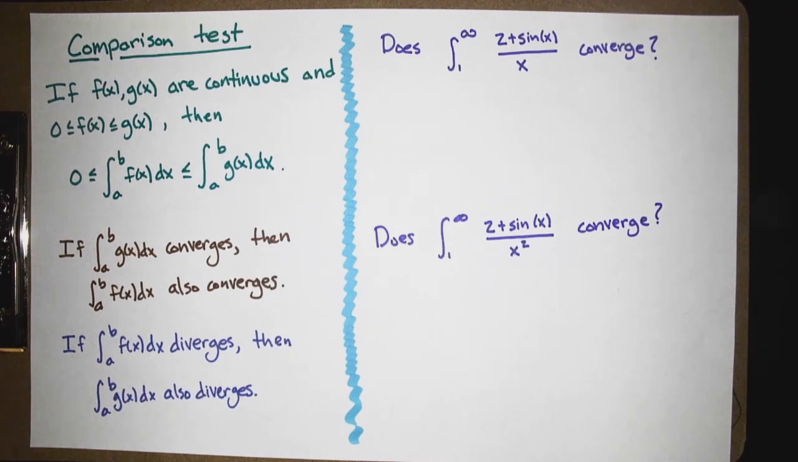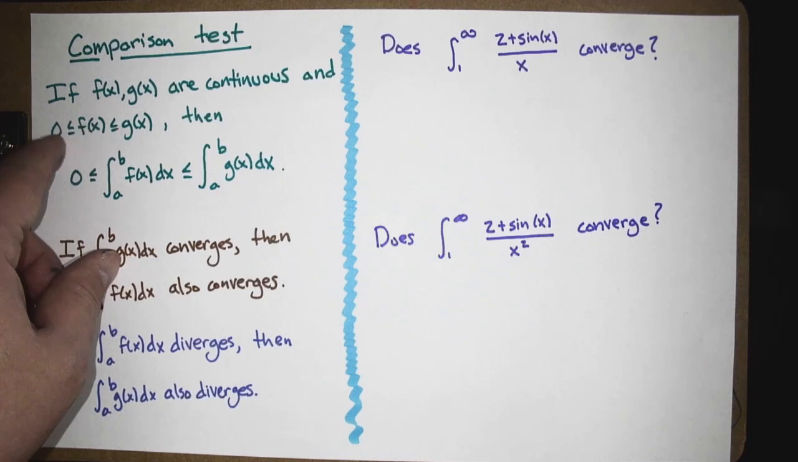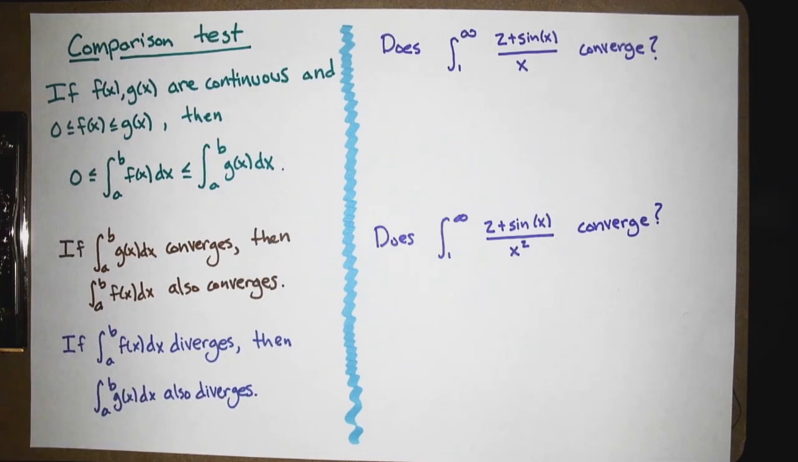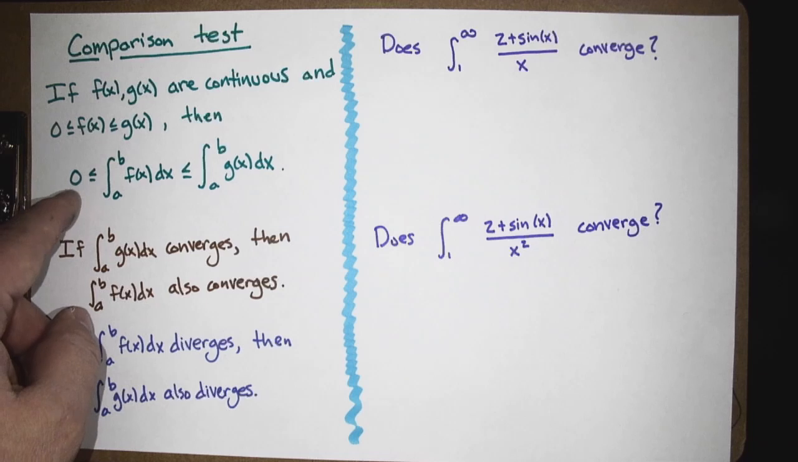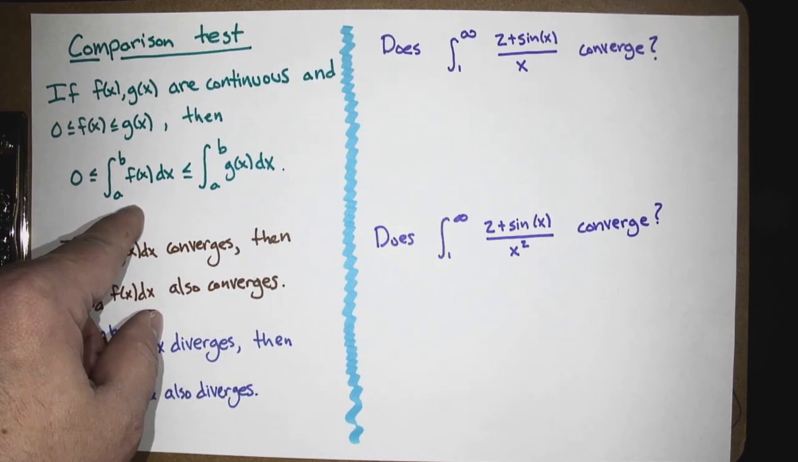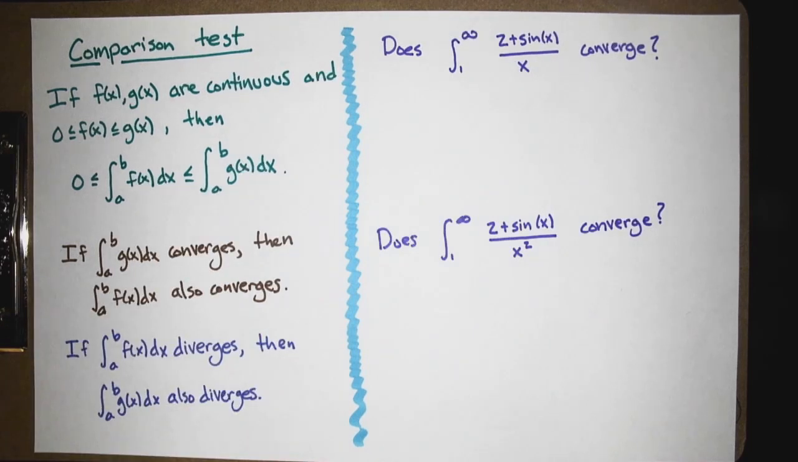If we have nice continuous functions, and let's say that f of x is between 0 and g of x, then if we integrate over some interval from a to b, then 0 is less than or equal to the integral from a to b of f of x, and that's less than or equal to the integral from a to b of g of x. And that's not hard to see why. If your function's bigger, you should have a bigger total. If your function's smaller, you should have a smaller total.